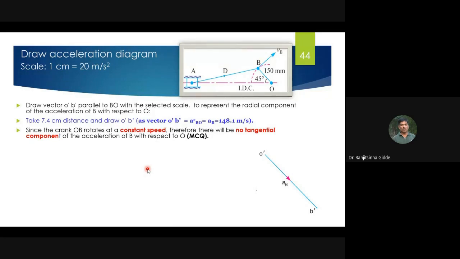So this is the important sentence. Write in your notebook. It may be asked for MCQ.